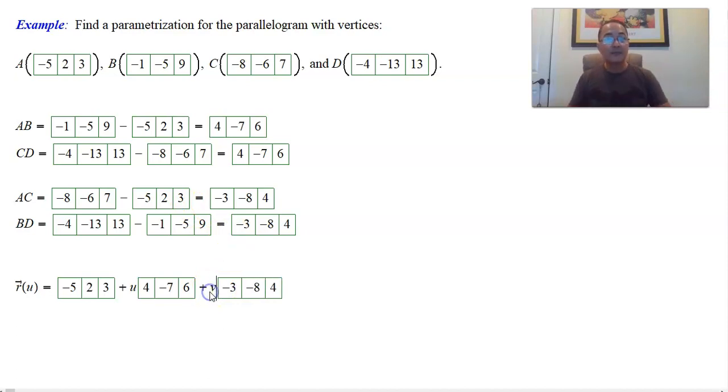So that's where the V comes in. Of course, who are U and V? U and V have to be from a square. So U and V, element of 0, 1, cross 0, 1. So the domain of this parametrization is just a square.